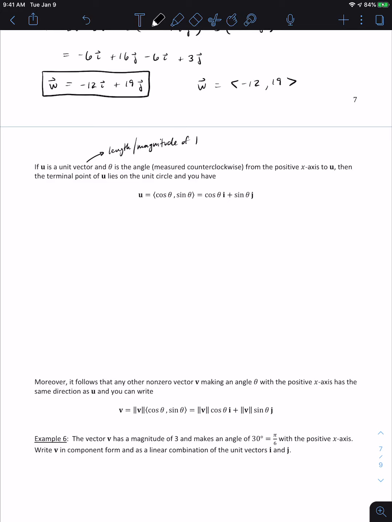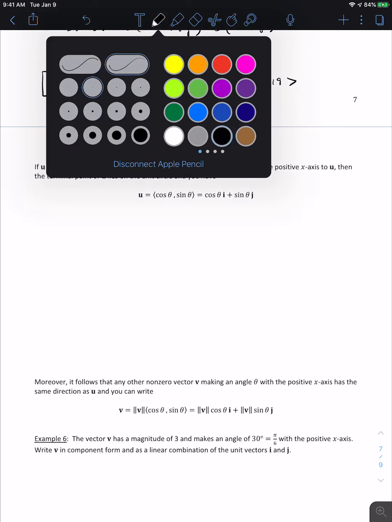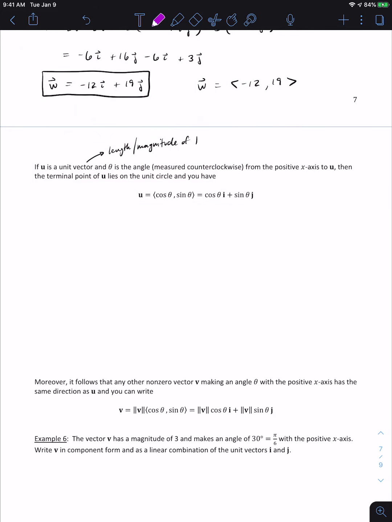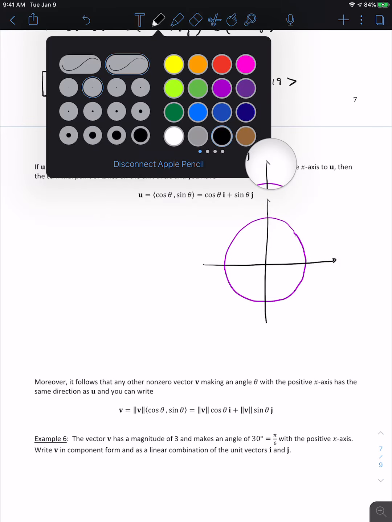So let's see, how did they get that u is equal to, the first component is cosine of theta, which is a number, and the second component is sine of theta, which again is a number. So let's see how they get that. Okay, so let's draw our circle. I always do better drawing the circle first. So this is, say, my unit circle. So this is my x and y axis, right? And what are we looking at?